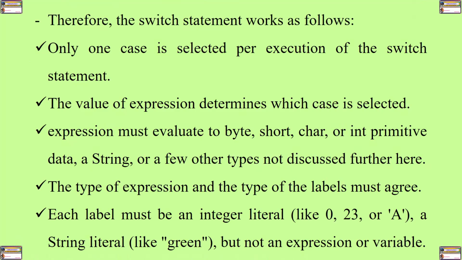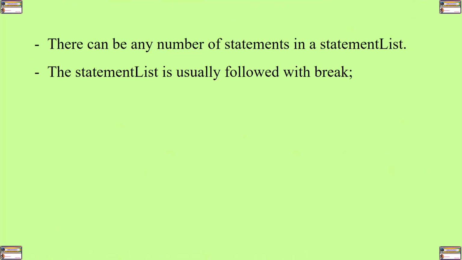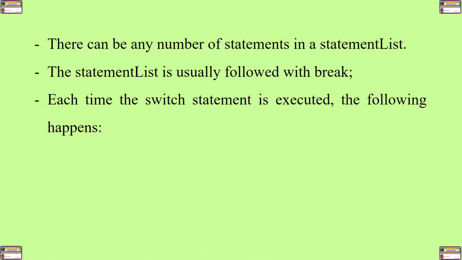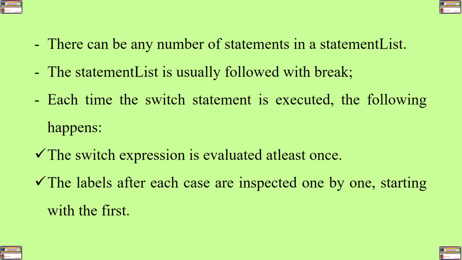Each label must be an integer literal, for example, 0, 23, or a character like A, or a string literal like green, but not an expression or a variable. There can be any number of statements in a statement list. The statement list is usually followed with a break. Each time a switch statement is executed, the following happens. The switch expression is evaluated at least once.